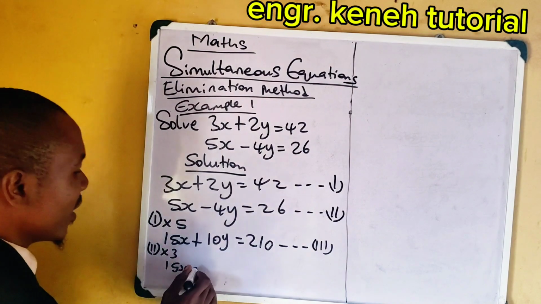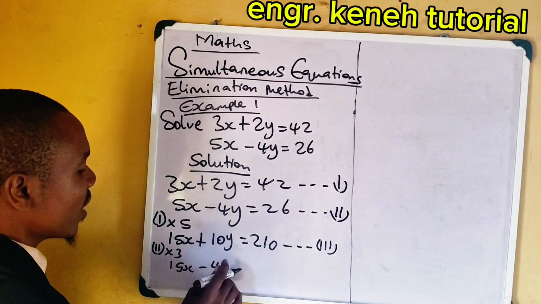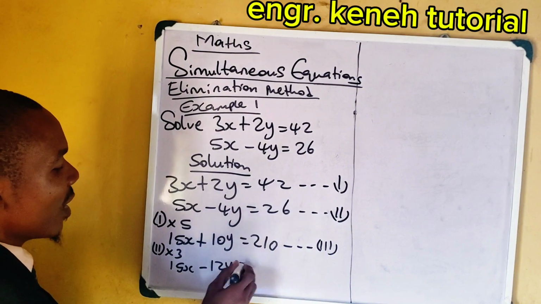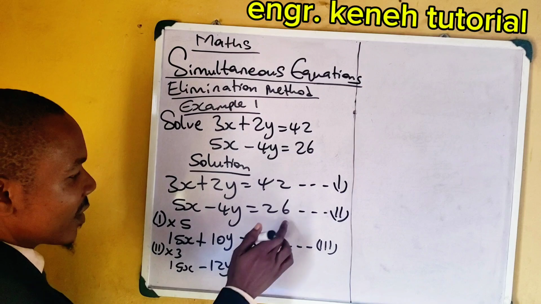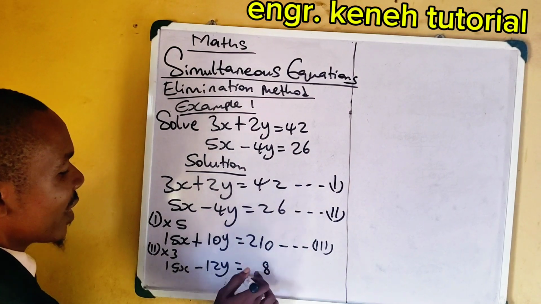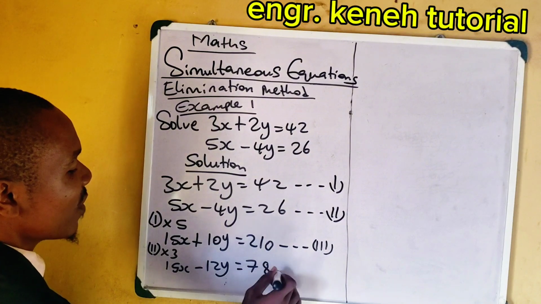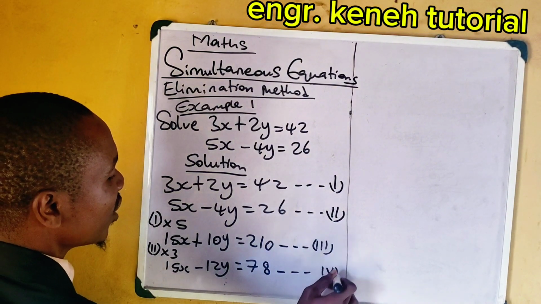Alright, I will say 3 times 4y will give me 12y, like this. Can you see that? Then we have this. 3 times 6 will give me 18, carry 1. I will write 8, carry 1. 3 times 2 will give me 6 plus 1, I have 78. I will call this one equation 4.